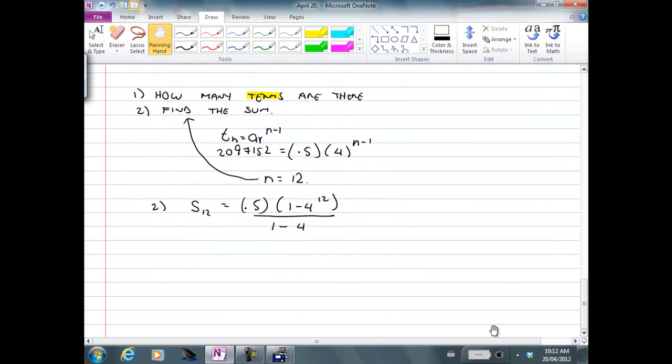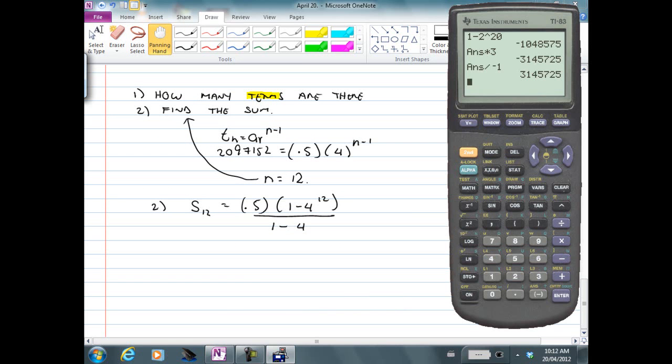So I just use the formula. And again, guys and gals, make sure you do the brackets first. If you don't, you're going to make errors. And do not go 1 minus 4 is 3, 3 to the power 12. That doesn't work. Okay? So punch this all in. Again, keep it simple. 1 minus 4 to the power 12 times 0.5 divided by -3. Bada bing, bada boom.